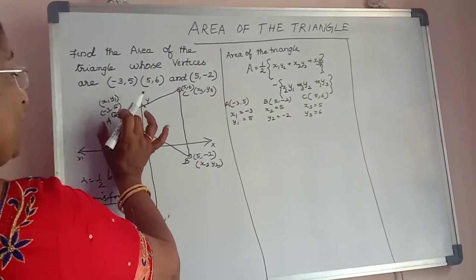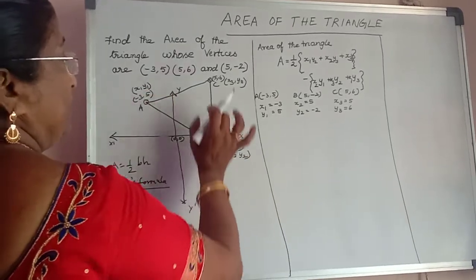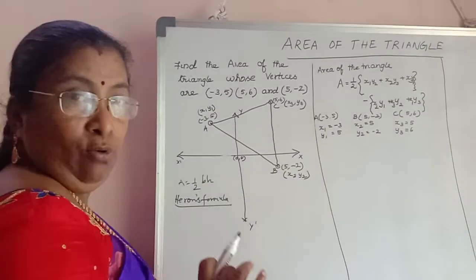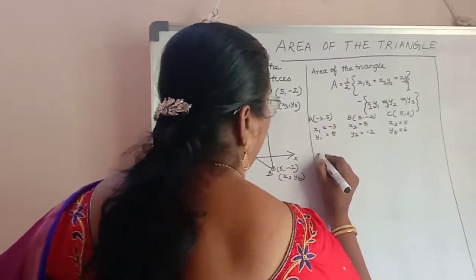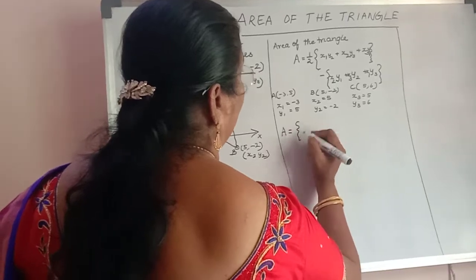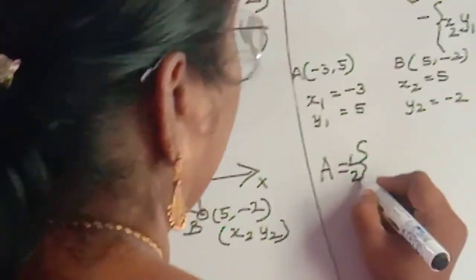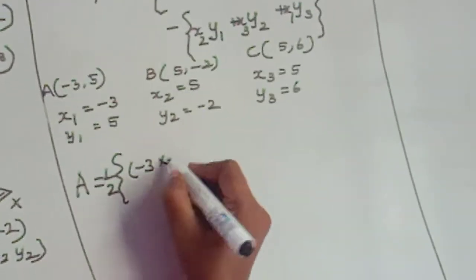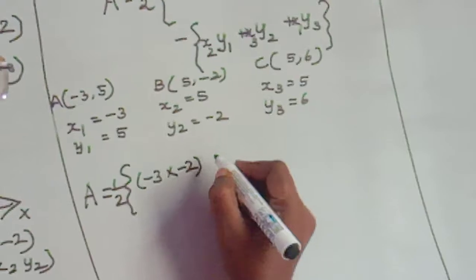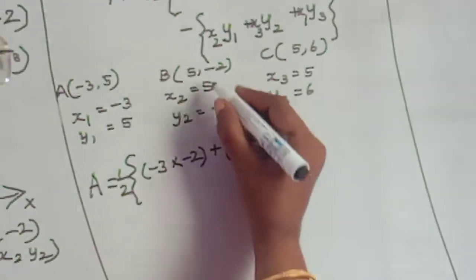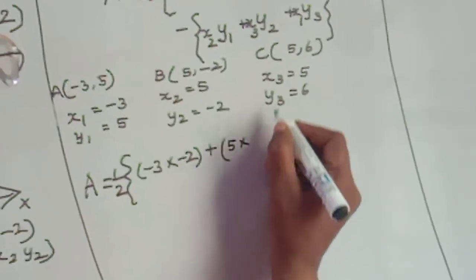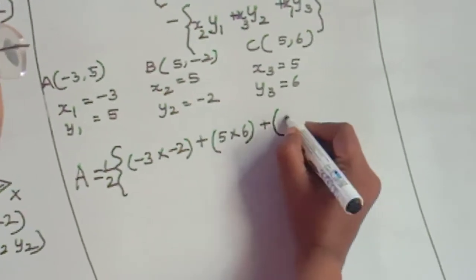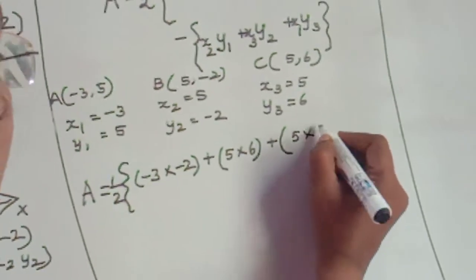Now we have assigned the vertices as A, B, C and we have found our corresponding x1, y1, x2, y2 and x3, y3. So now we are going to substitute to find the value. So A is equal to 1 by 2 into, what is your x1? Minus 3, into what is your y2? Minus 2, plus x2. What is your x2? 5, into y3, 6, plus x3, 5. What is your y1? 5.